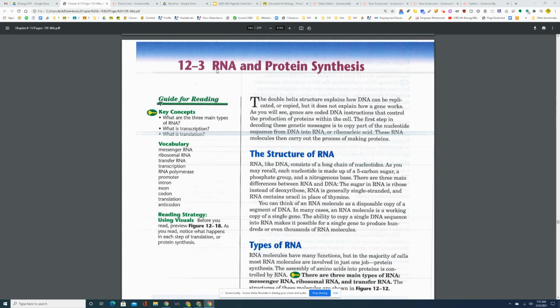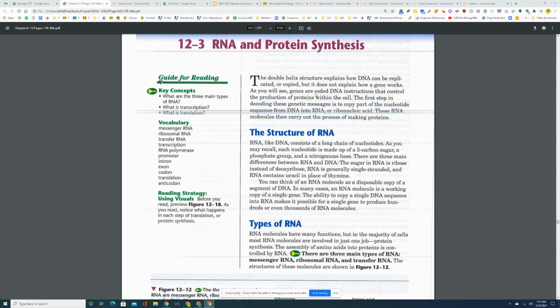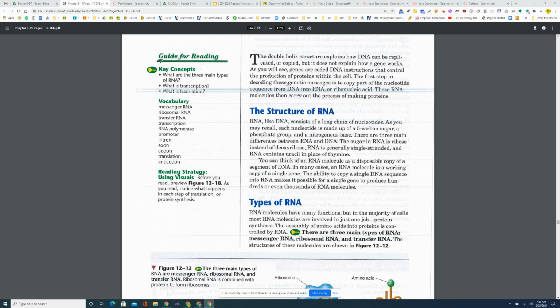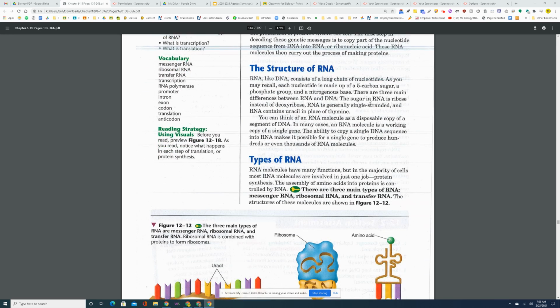Chapter 12, Section 3, RNA and Protein Synthesis. The double helix structure explains how DNA can be replicated or copied, but it does not explain how the genes work. As you will see, genes are coded DNA instructions that control the production of proteins within a cell. The first step in decoding these genetic messages is to copy part of a nucleotide sequence from DNA into RNA, or ribonucleic acid, that is. These RNA molecules then carry out the process of making proteins.